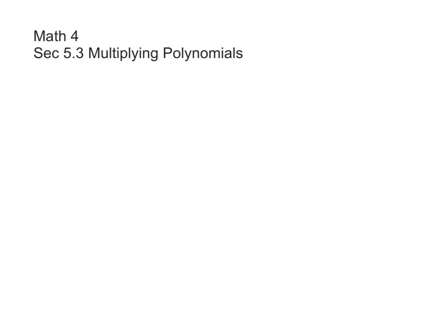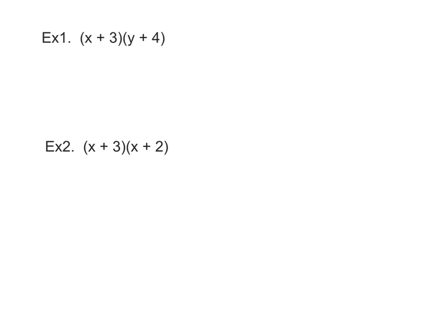In this section, we'll learn how to multiply polynomials. So there'll be more than one term in one or more of the things that are being multiplied together. Okay, for this one, the first example, we have a binomial times a binomial. That means I need to distribute both the x and the 3 to the y plus 4.